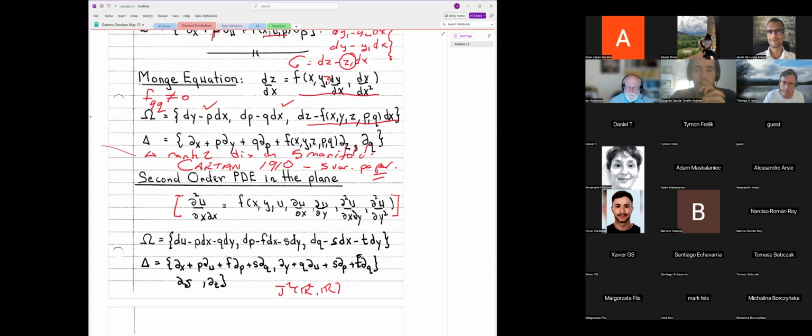For a second order PDE in the plane, our general formula looks like this. Here's our contact system, which, if I had an R here, would be our contact system on J2 of R2R. And all I have to do is replace R by this expression right here, and I get my Pfaffian system. Here's the annihilating space, which is the distribution I want. So for us, this is a rank 4 distribution on a 7-manifold.